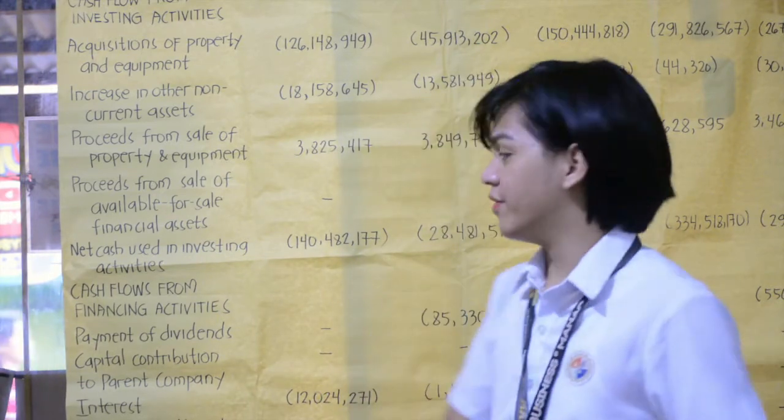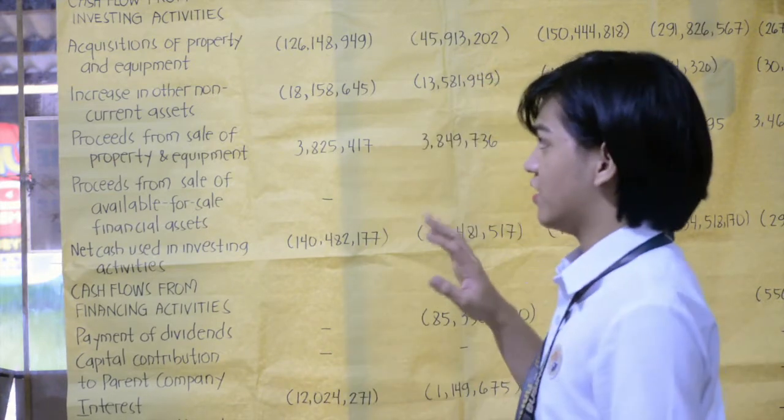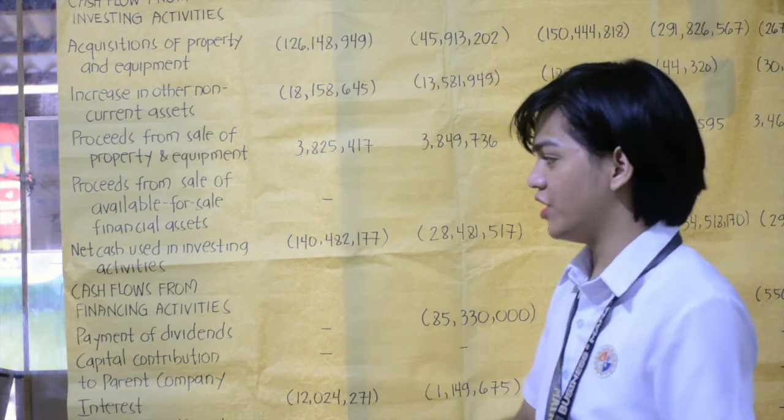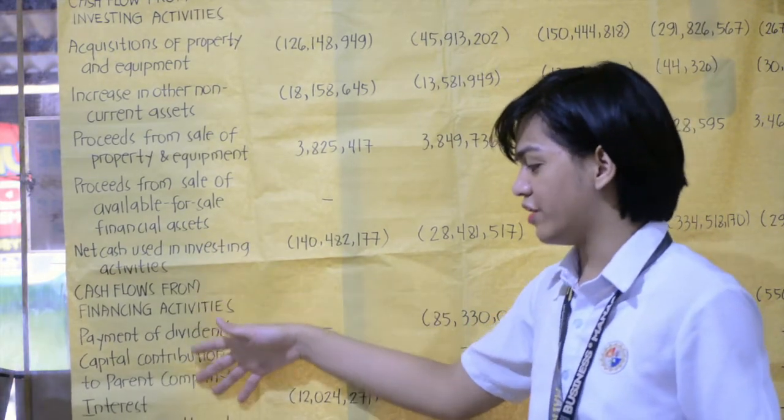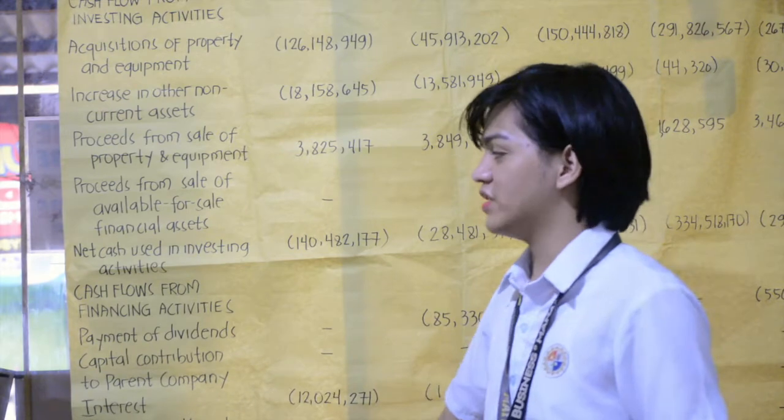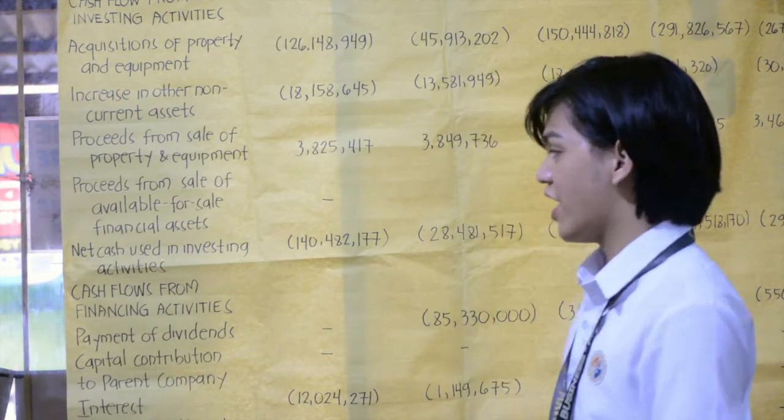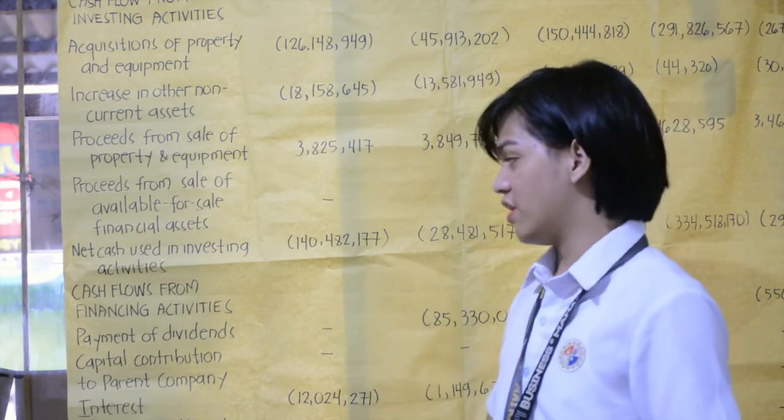On the other hand, the cash flow from financing activities is the cash flow that results in a change in the size and composition of the contributed capital of the entity. Like in operating activities and investing activities, we need to add all the account titles from the financing activities to get the cash flow from financing activities.